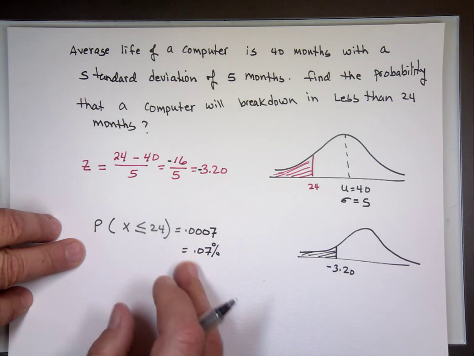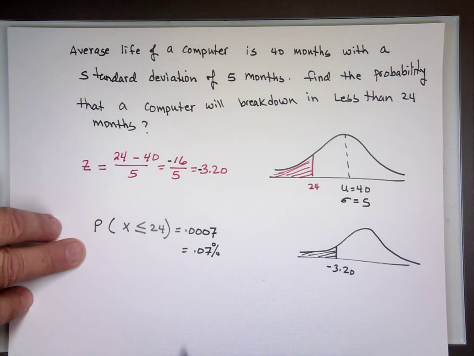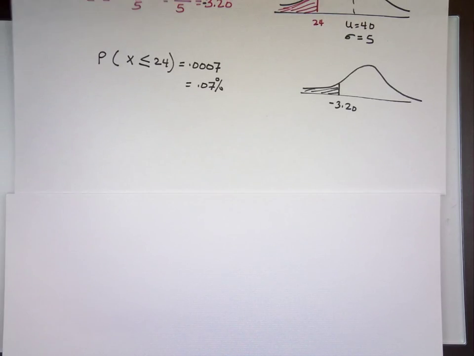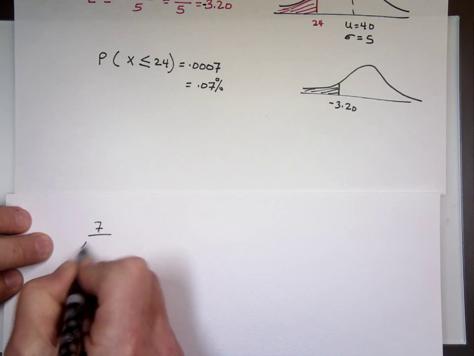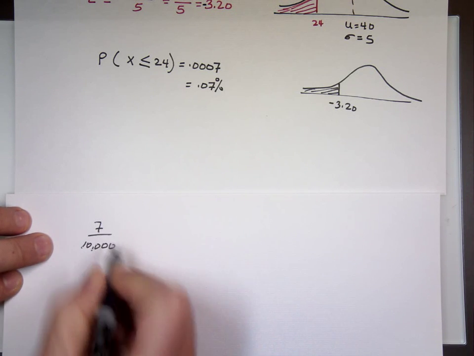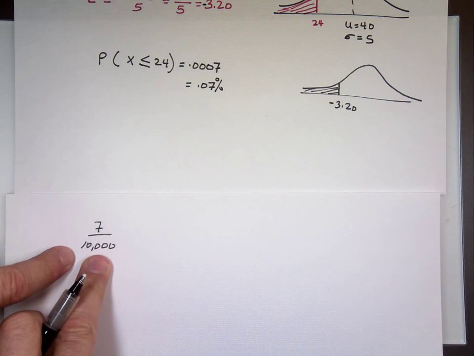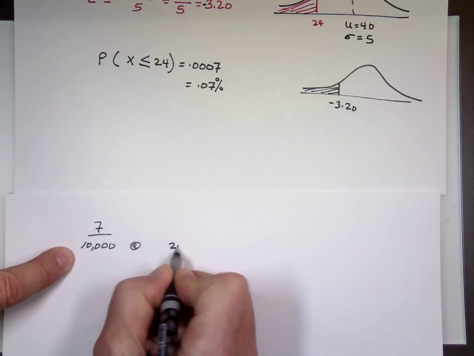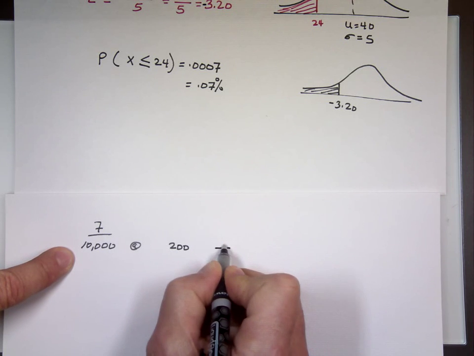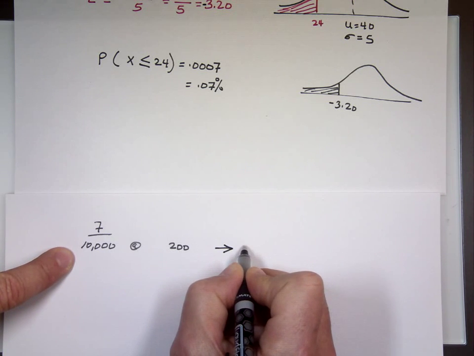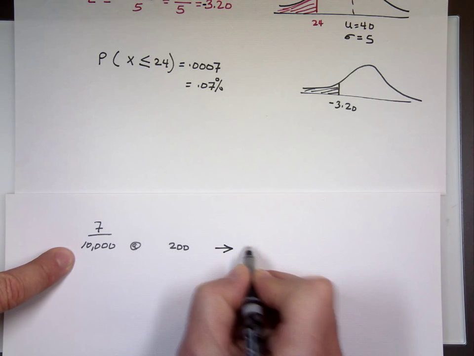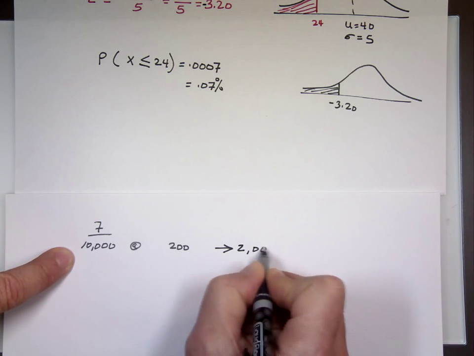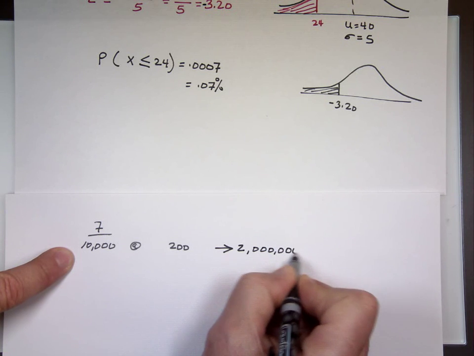So watch why they make money on that. They want to sell you that policy. 7 out of 10,000 will break down. So if they sell 10,000 of them at 200 bucks, they will collect from the people what? 2 million bucks? Holy moly. Yeah, it's because they're not making any money on the PCs. That's where all the money is.